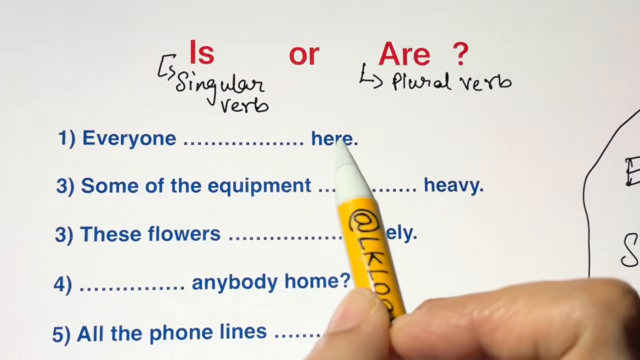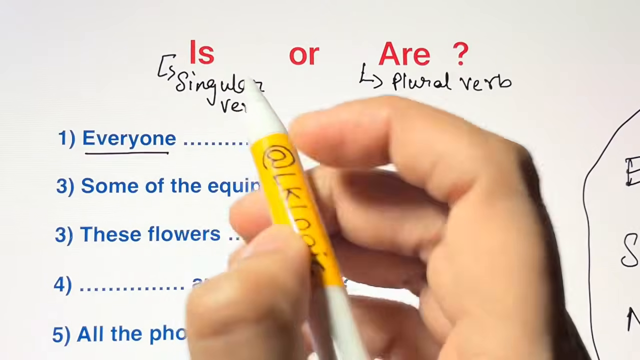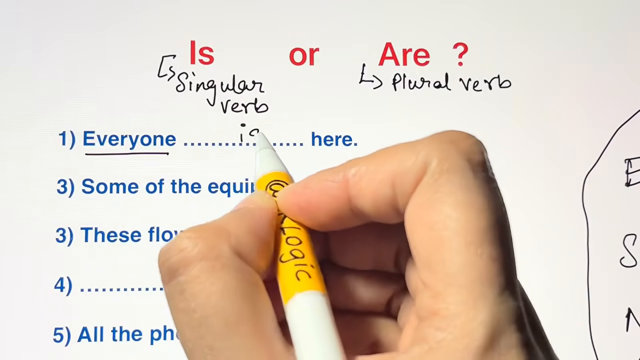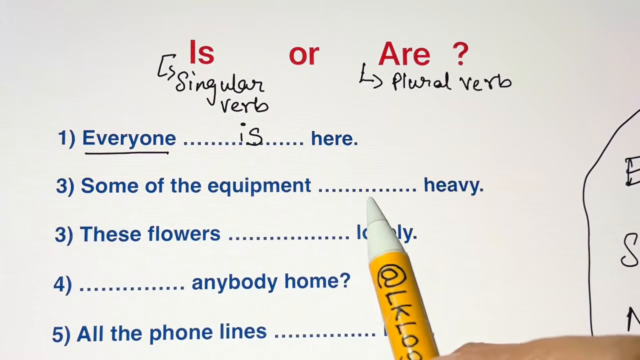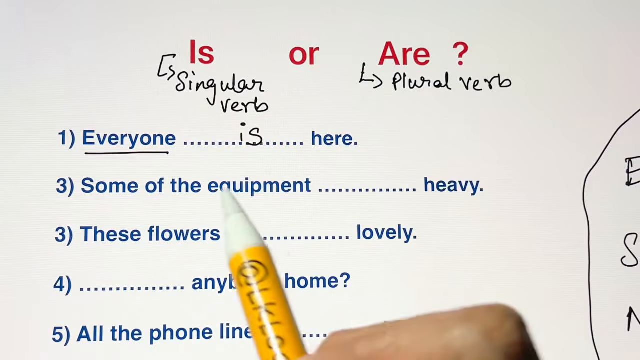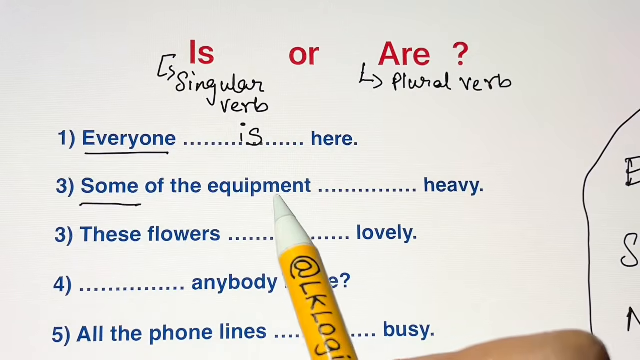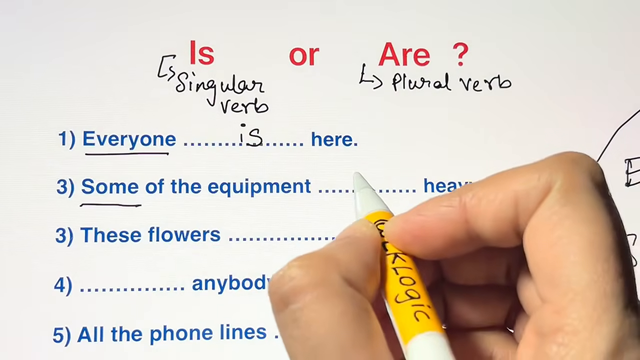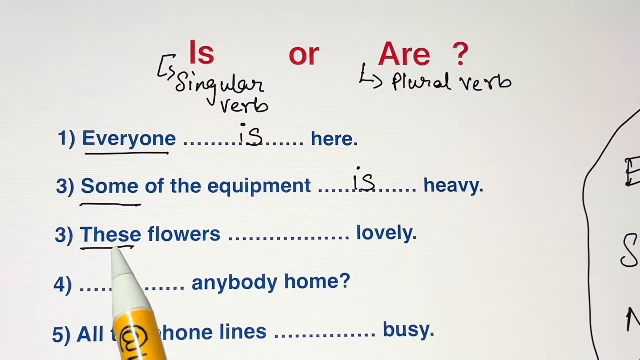Everyone blank here. So what is it going to take? This is a singular subject. So we take is. Everyone is here. Some of the equipment blank heavy. So some, you're talking about singular subjects. Some of the equipment is here. These flowers blank lovely. These, what do you think? These is a singular subject or a plural subject?